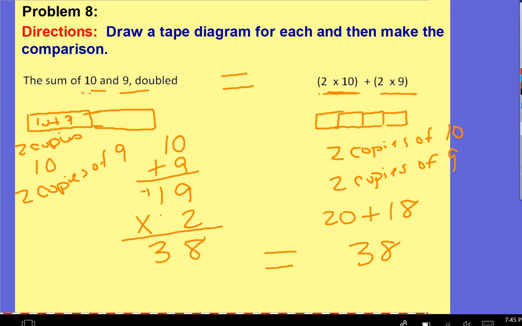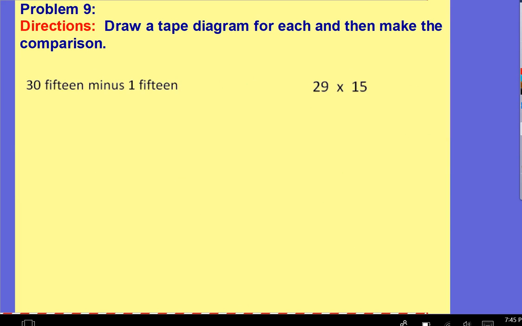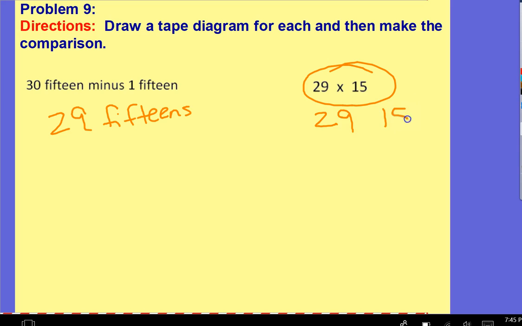Let's look at another one. Okay, again, we're drawing a tape diagram. This is 30 15s minus 1 15. So if I have 30 15s and I'm taking away 1 15, that leaves me with 29 15s. That's exactly what this means right here. I'm making 29 15s. So again, those two are equal.